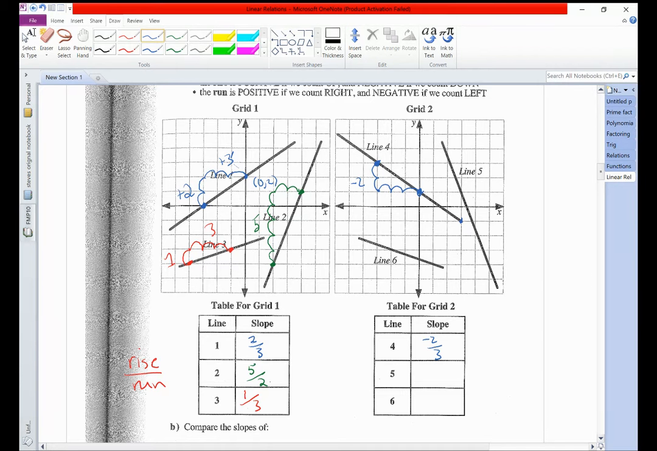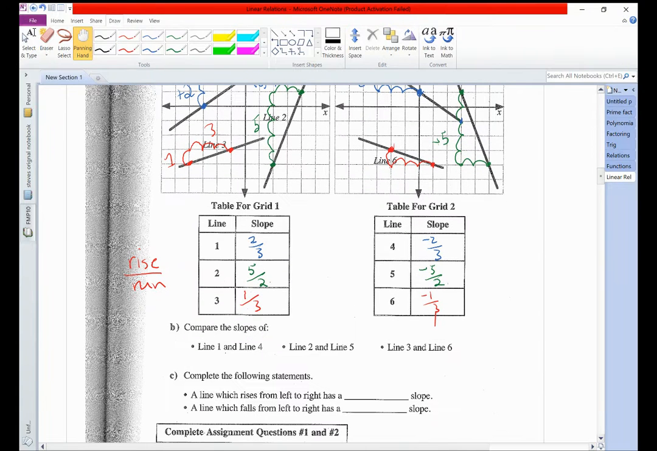And let's do line 5. So the points I can choose, looks like there's 1 there and 1 here. So my rise is -1, -2, -3, -4, -5. And my run is +1, 2. So -5/2. And line 6 is going to be, it looks like there's a point right there and a point right there. So my rise is -1 and my run is 1, 2, 3, 3. That was weird.